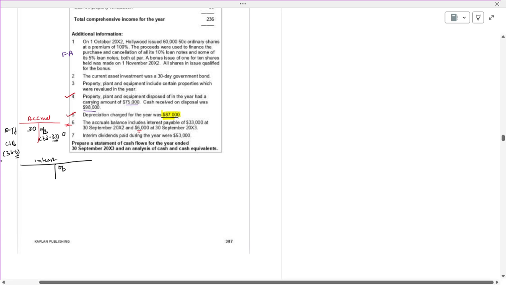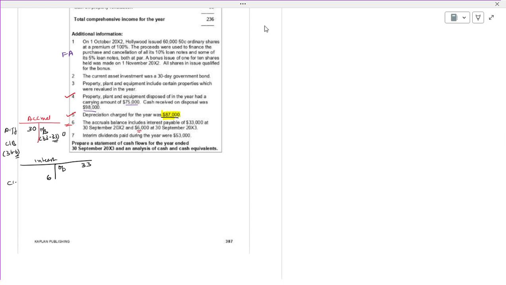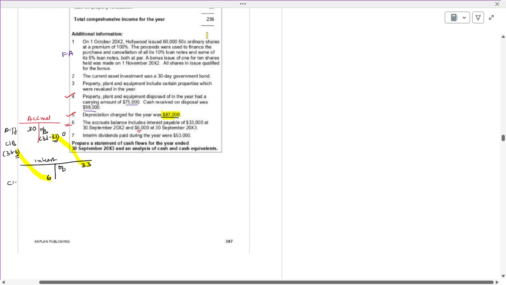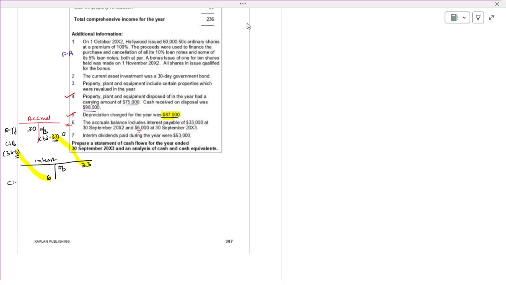Interest opening balance will be how much? 33. Closing balance will be how much? 6. This 33 we are taking here. This 6 we are taking here. Okay, we are separating two things: accruals and interest. Now, how much is the difference you are having here in the first case of accruals?